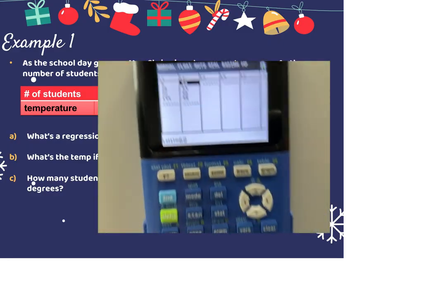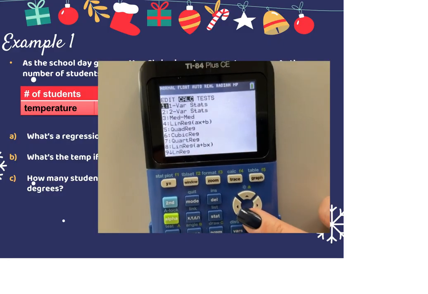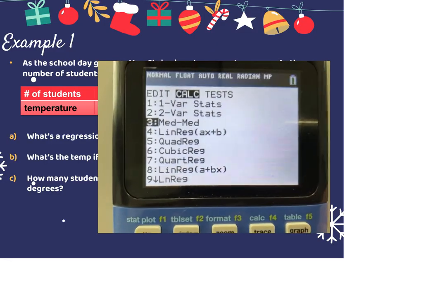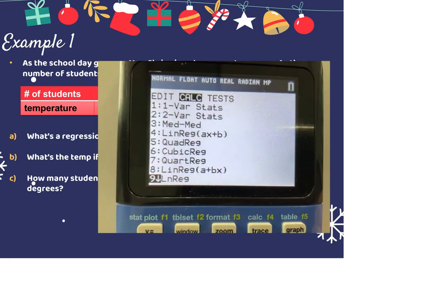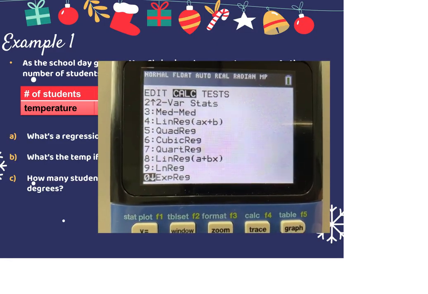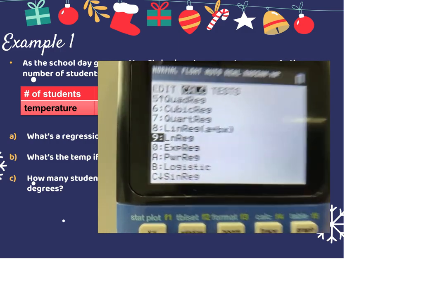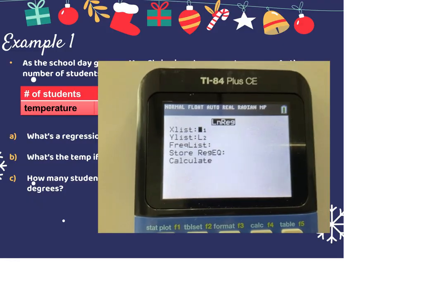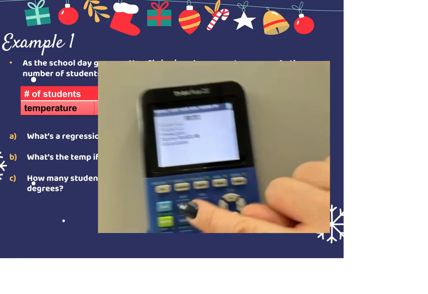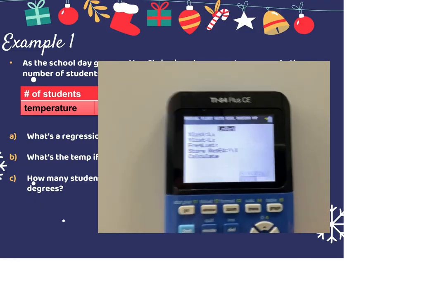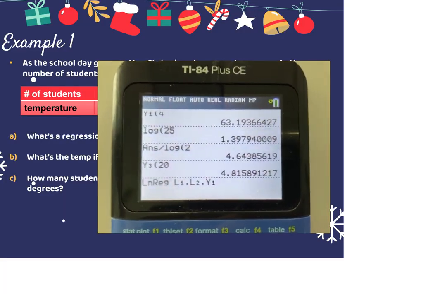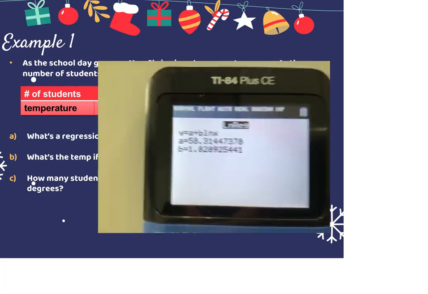All right, so now I'm going to go to stat, calc, and we're going to number 9. The LIN is a linear regression, okay? And underneath this says logistic. That is not logarithmic. We need a log, which is ln. So we're doing 9. Enter, enter, enter. Store it. Alpha, y1. Run it.